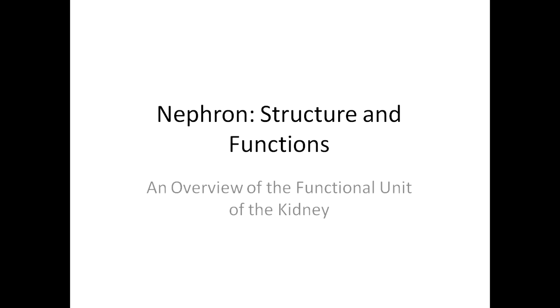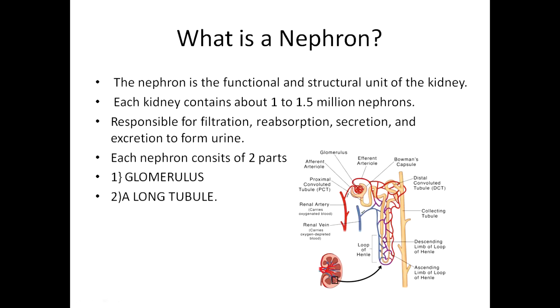Today we are going to discuss the structure of the nephron. So what is a nephron? We all know the nephron is the functional and structural unit of the kidney. Nephron is present in the kidney, and each kidney contains about 1 to 1.5 million nephrons.